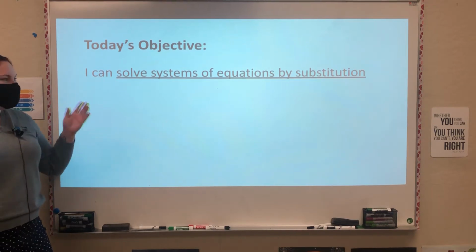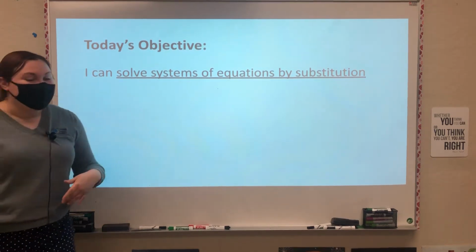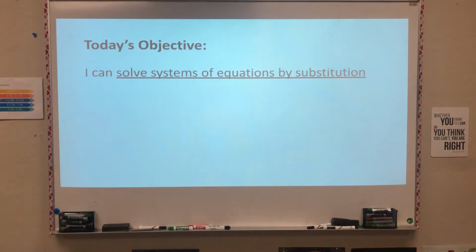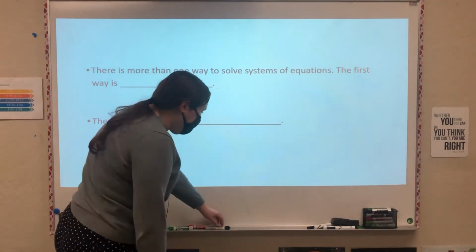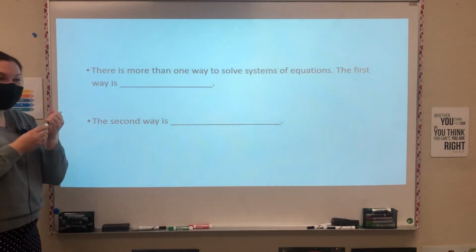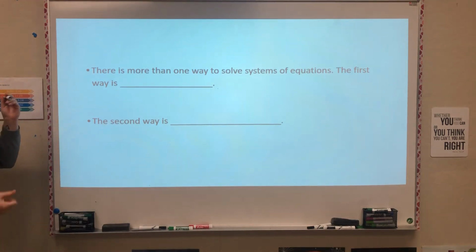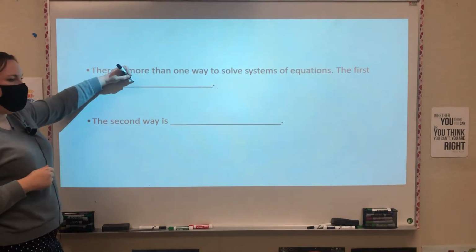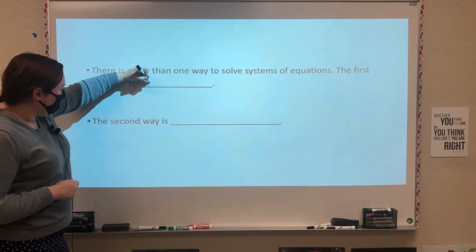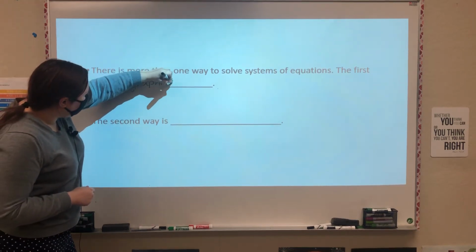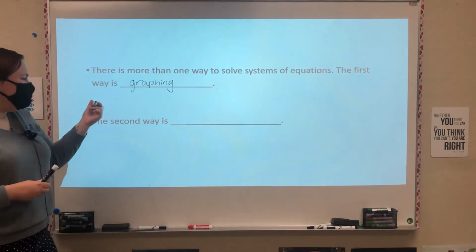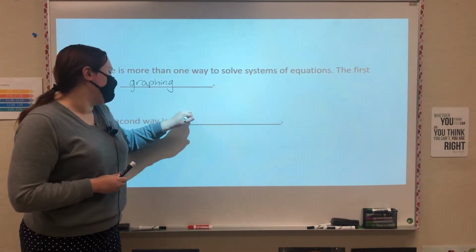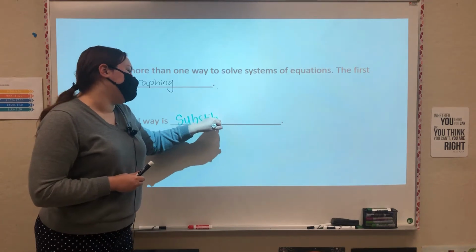Yep. So substitution is this idea of replacing something. That's going to be helpful to know, since what we're doing today is going to involve that. This part right here just summarizes what we were saying. There's more than one way to solve systems of equations. The first way, the way we learned last week, was graphing. And the second way, the way we're learning today, is substitution.